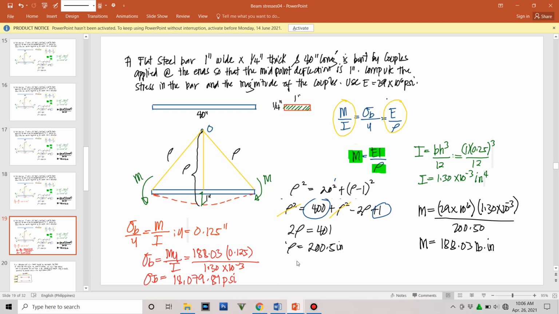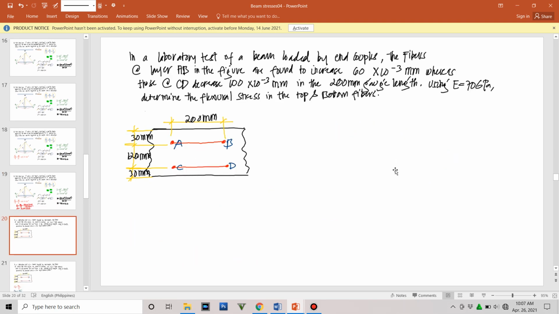So it is simply utilizing this general formula. We just consider what are the givens, and then select the side of this general formula. So moving on to another problem. Again, this is an example of bending stress.